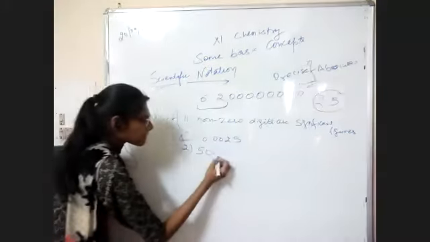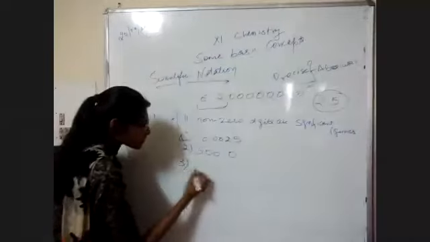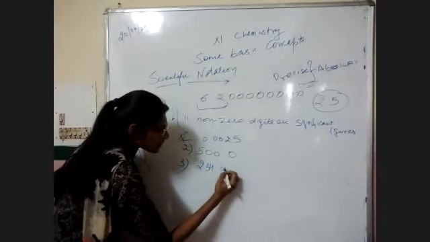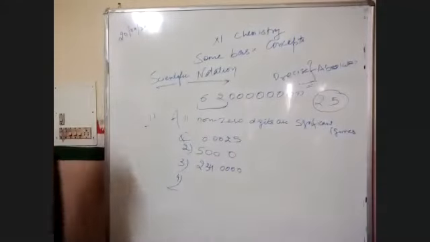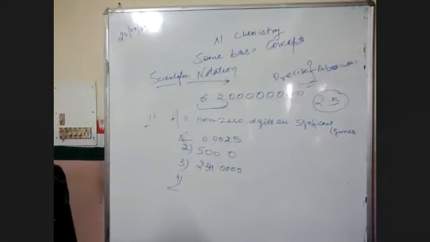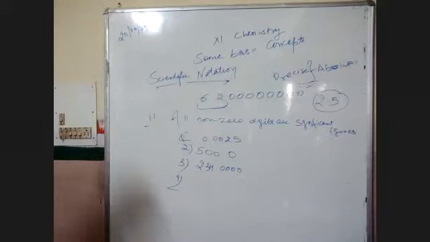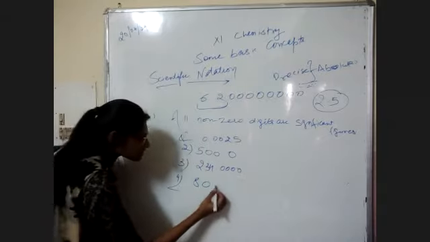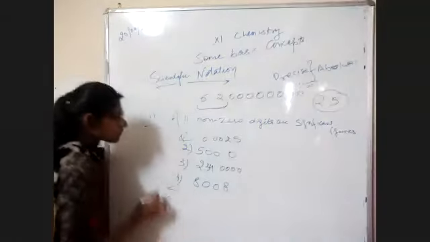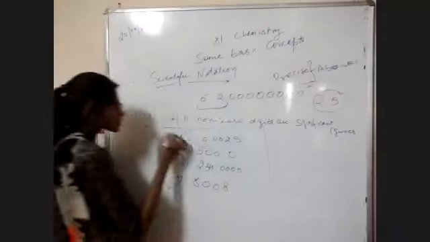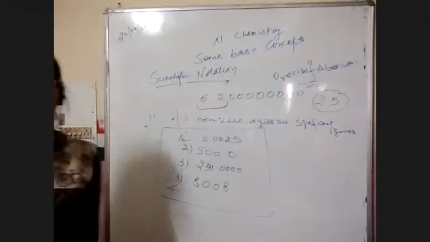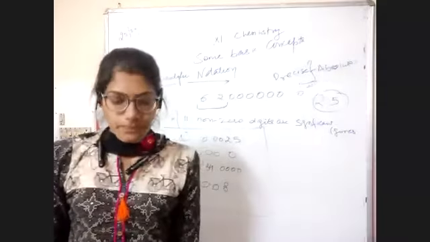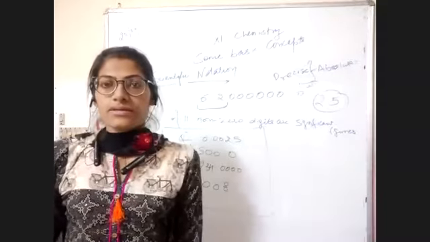Second question is 500.0. Third question is 234.000. And fourth question is 8008. These are the 4 questions which we will discuss at the end of class. Meanwhile, you have to write their answers in your notebook. I hope you guys are clear with this.